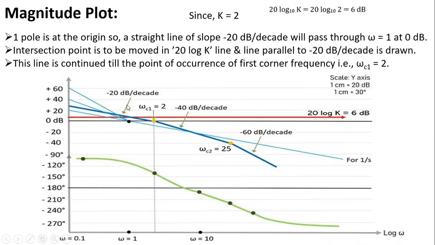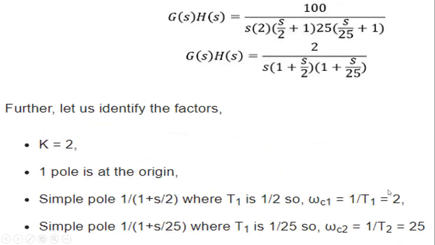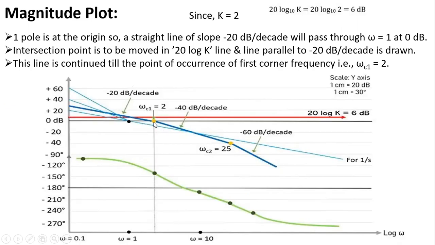Okay, so what we understand here is the intersection point is to be moved to the 20 log k line, and a line parallel to minus 20 decibels per decade is drawn. This line is continued till the point of occurrence of the first corner frequency. The first corner frequency, we have seen in the earlier one, is 2. First corner frequency, omega C1 is equal to 2. That is extended until it meets there.